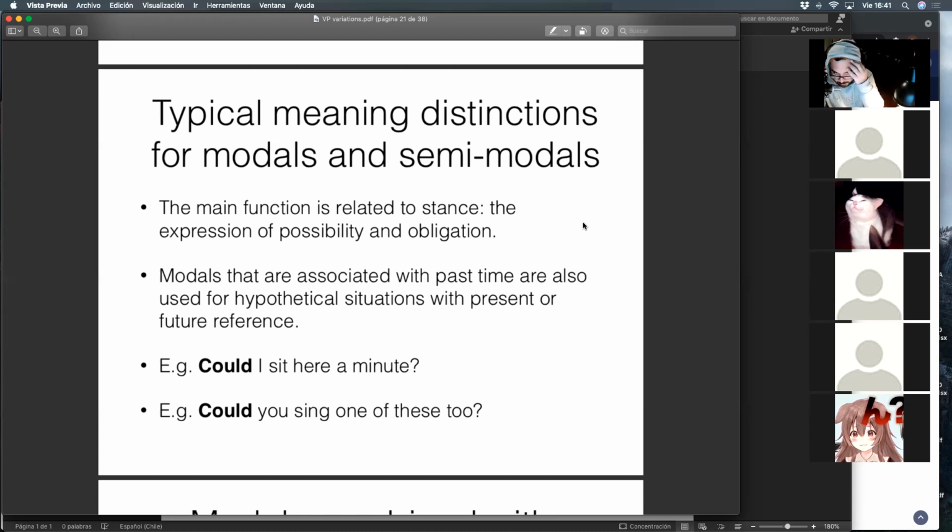So, modals that are associated with past times are also used for hypothetical situations with present or future reference. So, for example, could I sit here for a minute has a present reference, right? Because the action is happening at the moment of speaking. Could you sing one of these two, right? That's more hypothetical, right? Therefore, the very same modal verb can be used in order to express different ideas.